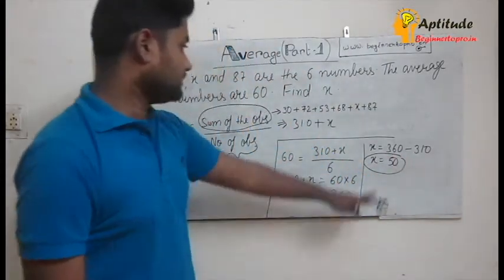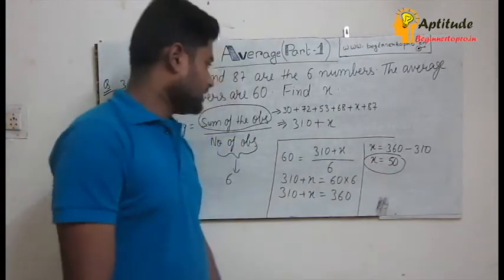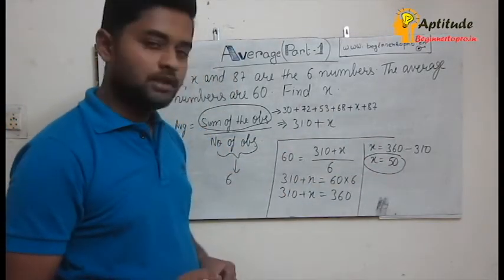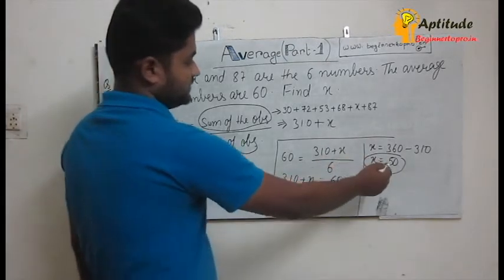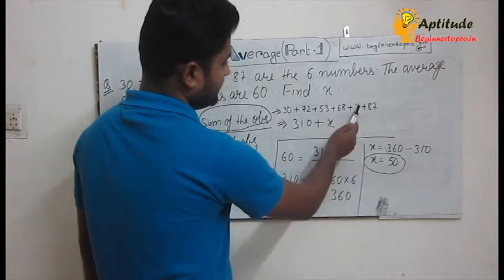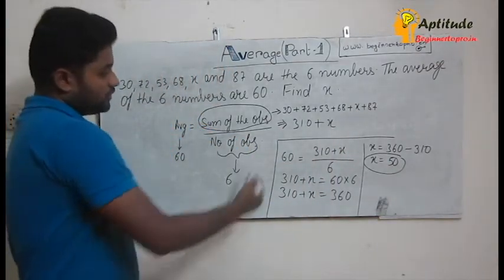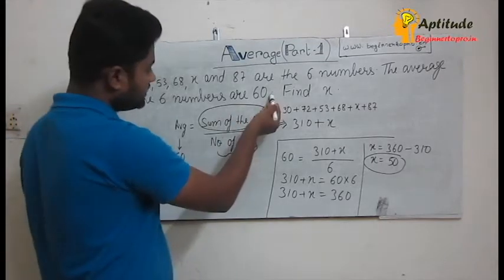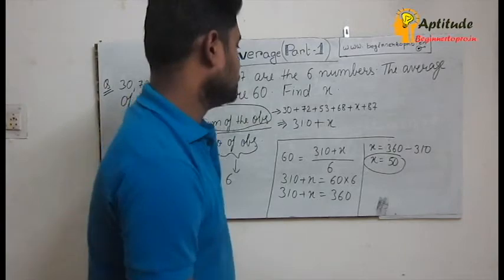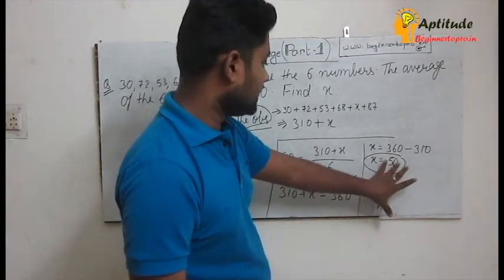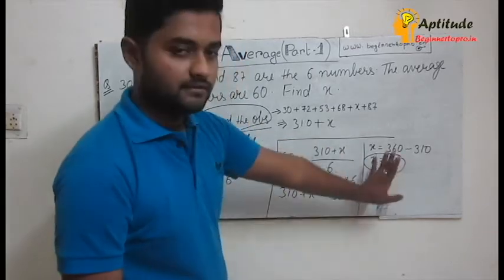So what is the value of x? 50. You can also check whether the value of x is correct or not. Just find the average by putting this value of x here. When your average matches the given average in the question, then you come to know that the value of x is correct. So here the value of x is 50.